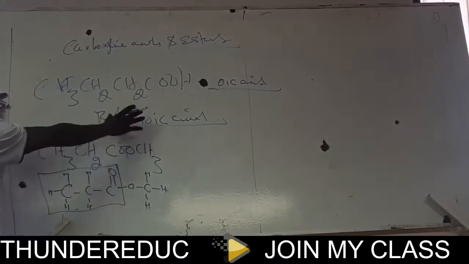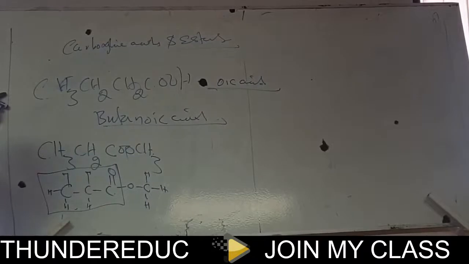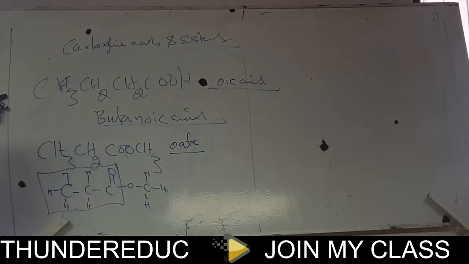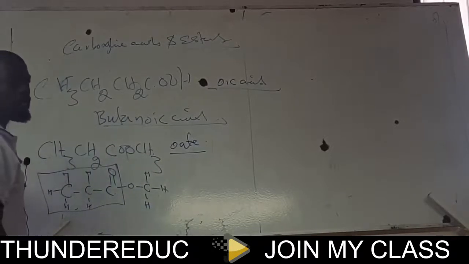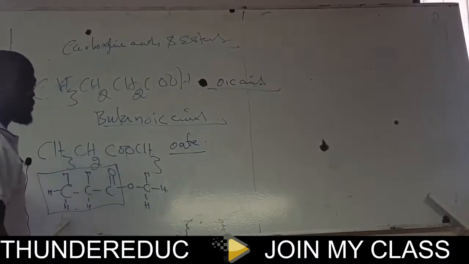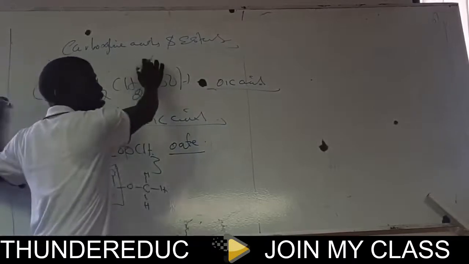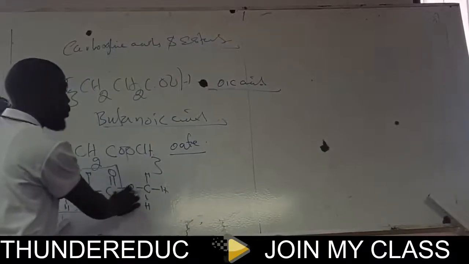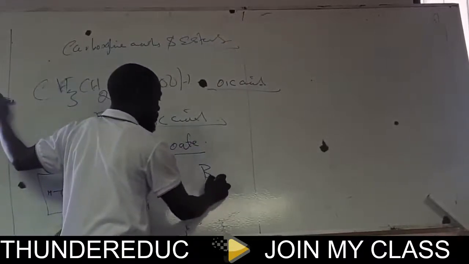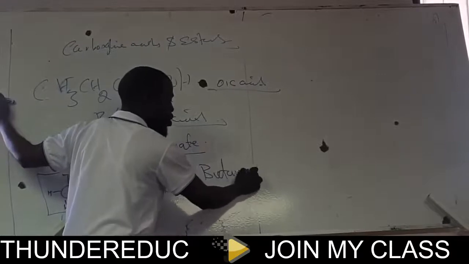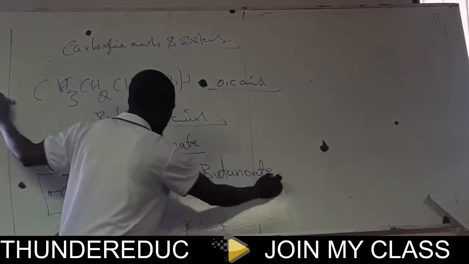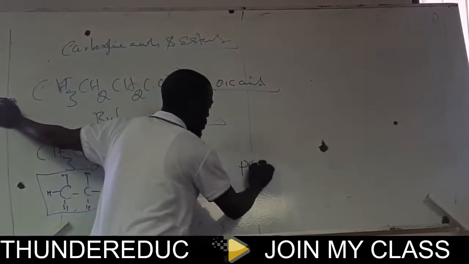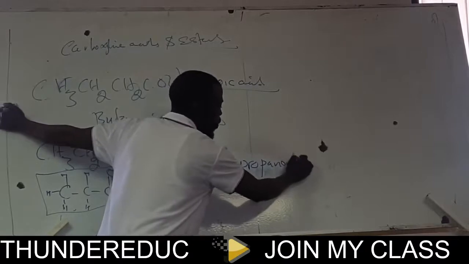How do esters end? They end with -oate. Yes, they end with -oate. -oic is carboxylic acid. Esters is -oate. So now it's going to be 1, 2, 3, which is propanoate.